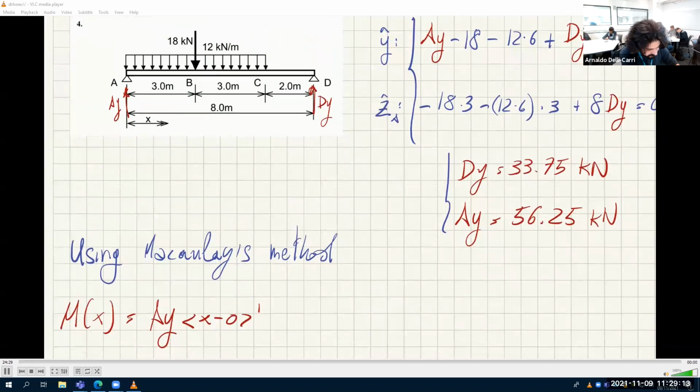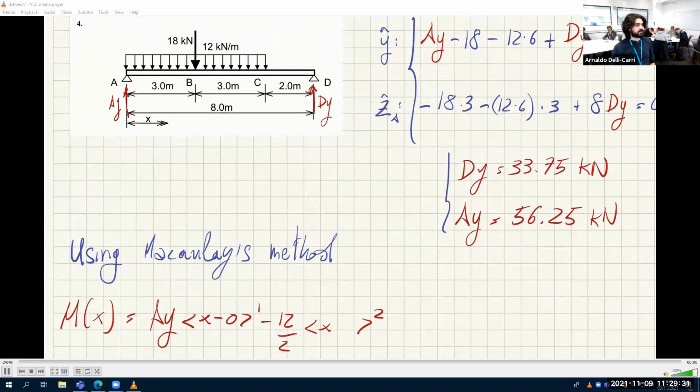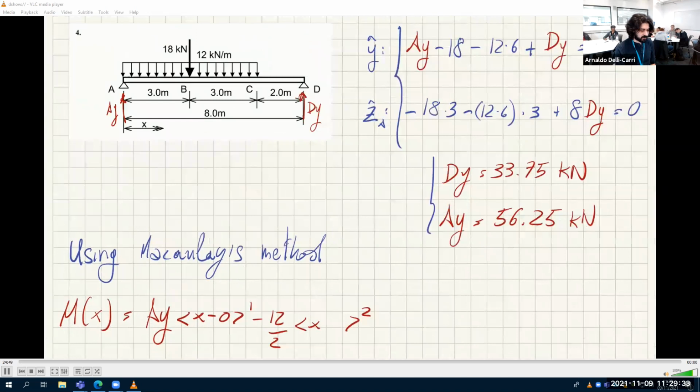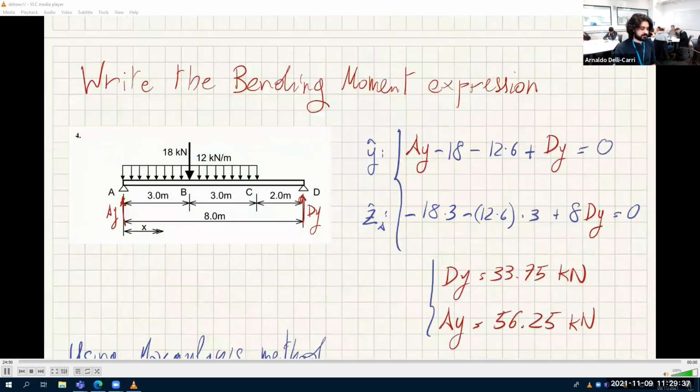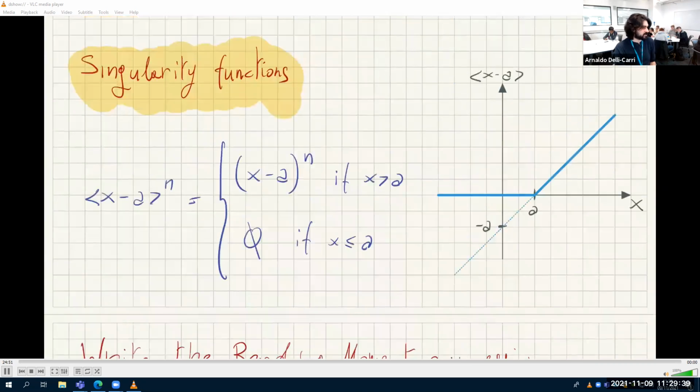Then what do we have? The distributed load. The distributed load is minus, because it's going down. Minus 12 kilonewton per meter divided by 2 times X minus A to the power of 2. What is A here? Look at the table. What is A here? It's also 0, because it starts at the start of the beam.